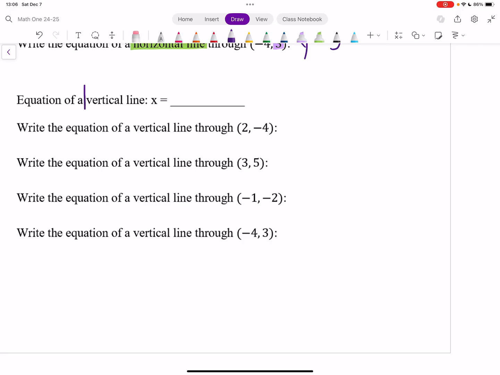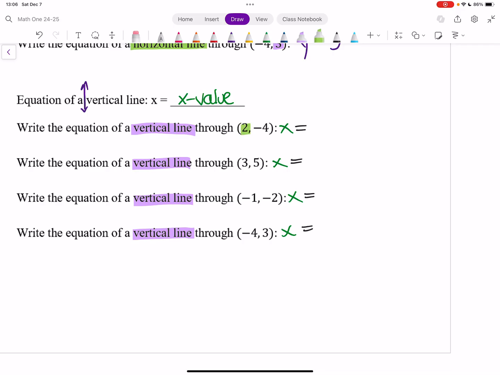Similarly, when we write an equation of a vertical line, we are going to write it as x is equal to the x value of the point. And you'll notice that all of the problems here direct us to write the equation of a vertical line through a specific point. Therefore, all of these will be written as x is equal to the x value of the point.